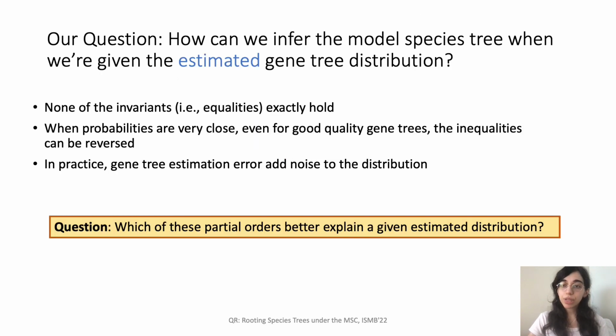So we wanted to use this identifiability result to develop a method for rooting species trees from unrooted gene trees. The first question that comes up is how can we infer the model species tree when we are given the estimated gene tree distribution? Clearly, none of the invariants will actually hold since we have estimated data. And even the inequalities can be reversed when probabilities are very close, which can be due to quality of the data or values of the branch lengths. And in practice, we always have gene tree estimation error that adds noise to the distribution and further distorts the gene tree probabilities.